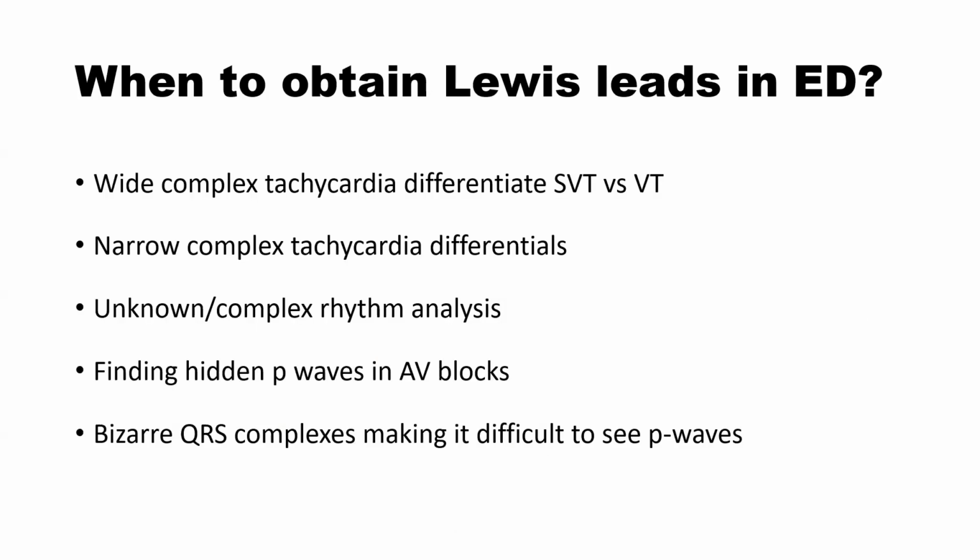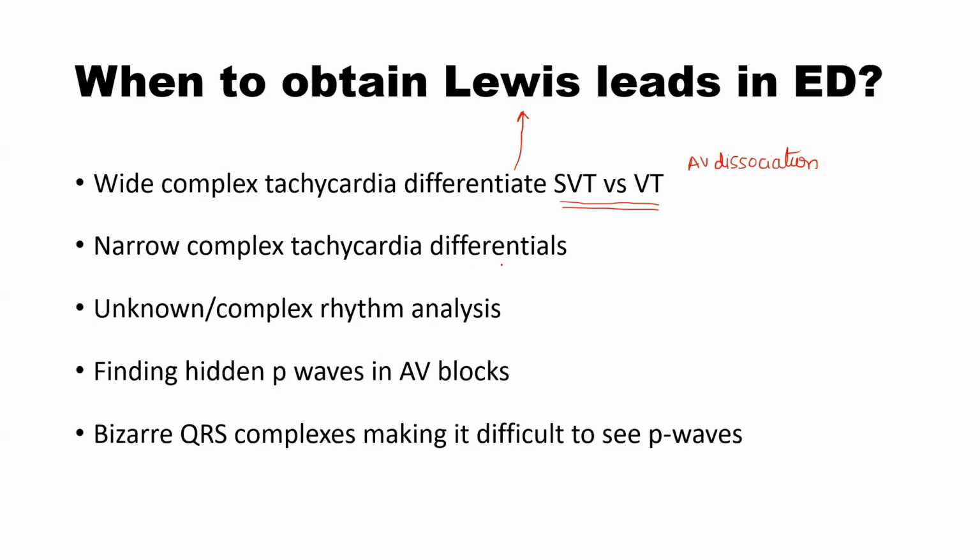Now that we have seen how to obtain the Lewis lead and why it is important to obtain, there are some clinical situations which you should keep in mind. If you're dealing with a patient having wide complex tachycardia, one of the important parameters to differentiate these two conditions is the atrioventricular dissociation. This will, however, be seen only if you can see the P wave and the QRS complexes distinctly, which is not the case in most patients with wide complex rhythms. In such a situation, a Lewis lead can really be helpful in unmasking the atrial activity.